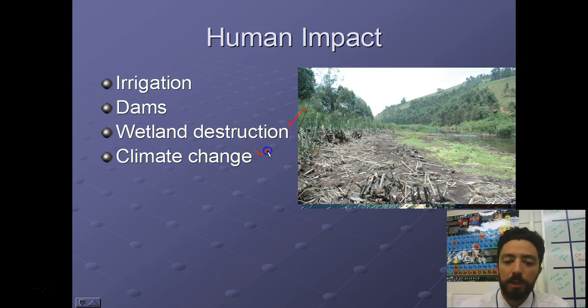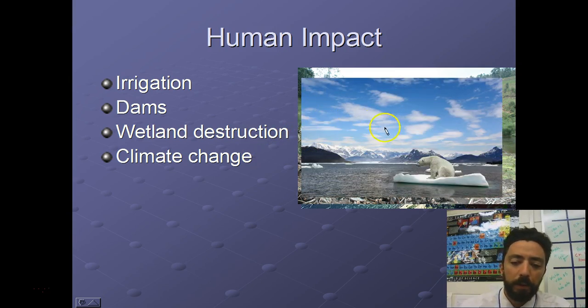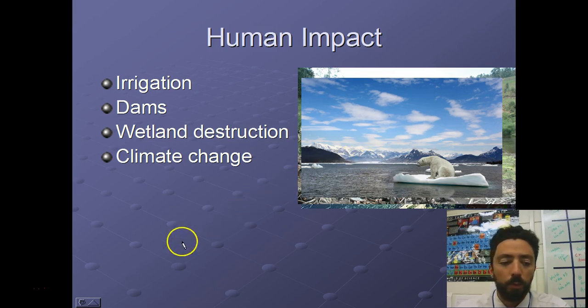Another big one is climate change, right? As the atmosphere heats up, we end up melting some of that frozen stock of fresh water that we have stored on the poles. That is a big sink that's being reduced through warmer climates.